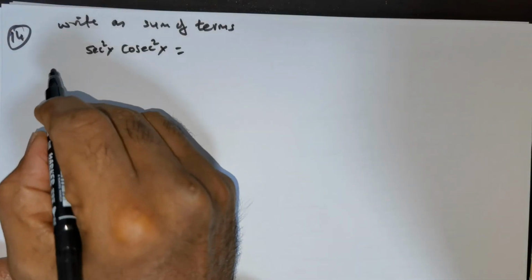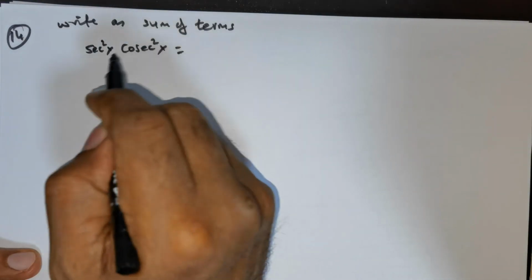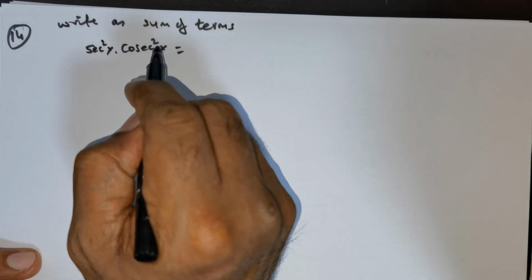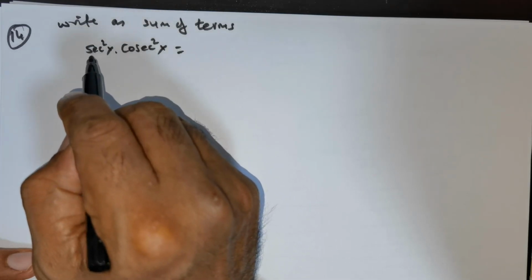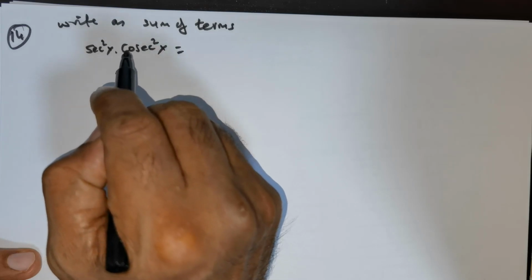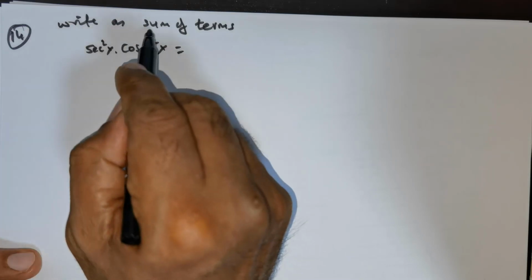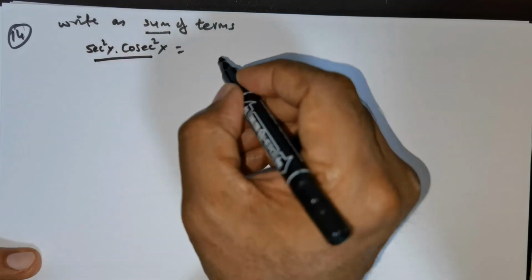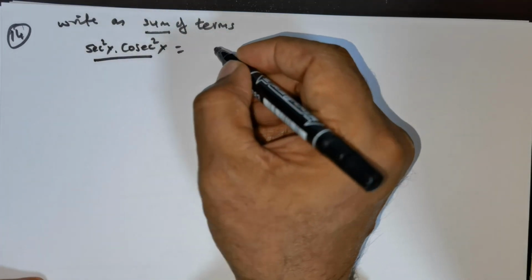This is the next question, question number 14. We have been given secant squared x times cosecant squared x. We are expected to write secant squared x times cosecant squared x as sum of terms. This is a product of terms, but we have to change it into a sum of terms. So how are we going to do that?